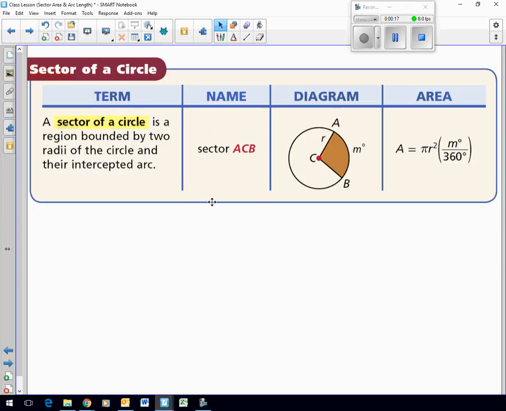The sector of a circle is a region bound by two radii of the circle and their intercepted arc. That's not necessarily as important as that formula that you see. It's also at the bottom left-hand column of your formula sheets. You will see the formula on your formula sheets. It's written as area equals pi radius squared theta over 360.